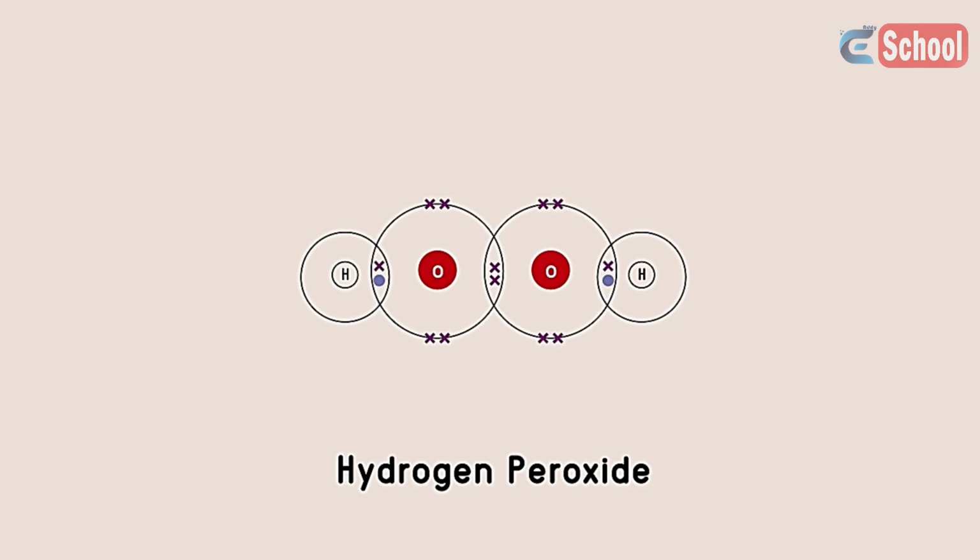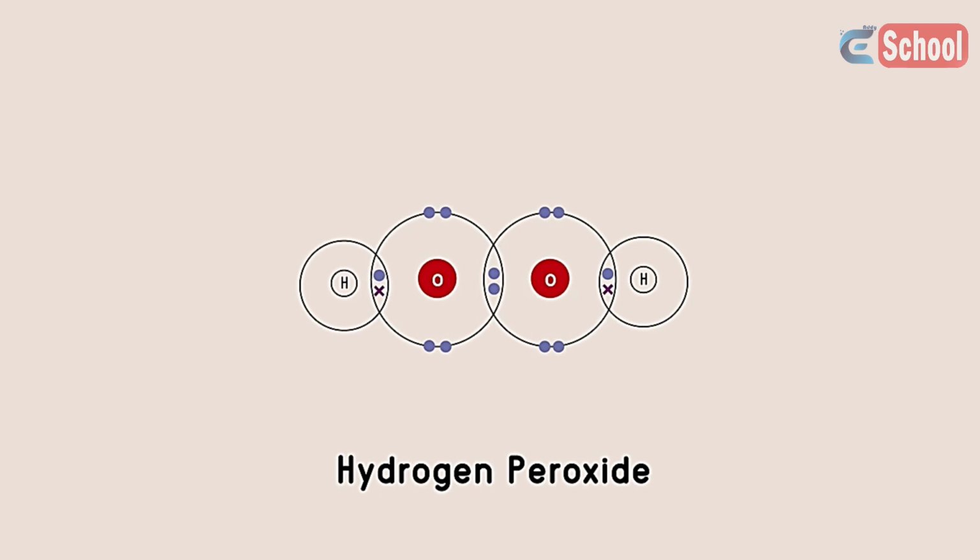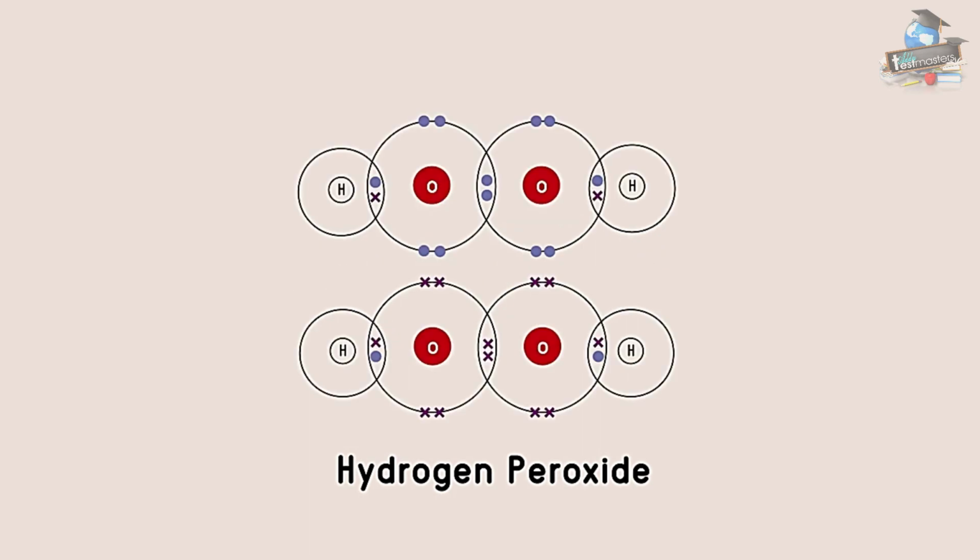The first hydrogen could be dots, the first oxygen crosses, the next oxygen dots, and the final hydrogen crosses, or the other way around. This is the same as turning the molecule round, so there is really only one way to draw the dot and cross diagram. Remember, hydrogen peroxide is a small covalent molecule, so it shares electrons.